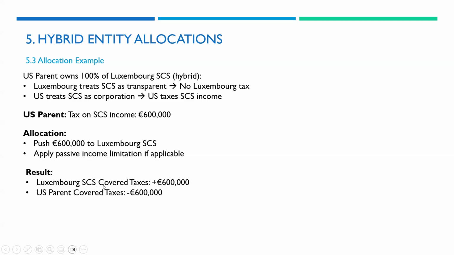So as a result, Luxembourg's covered taxes would be 600,000. The US parent will have to remove 600,000 from their covered taxes or their current taxes. Is this clear? Flow-through entity allocations.